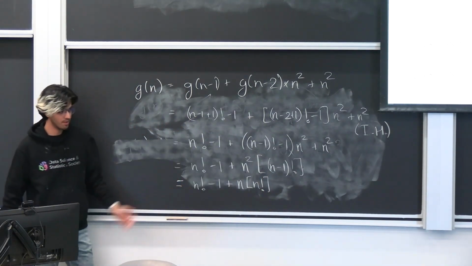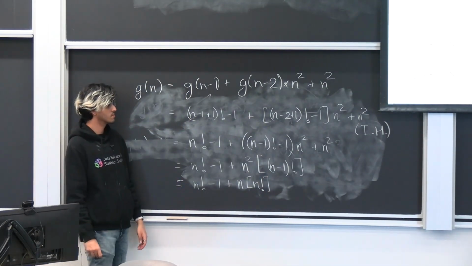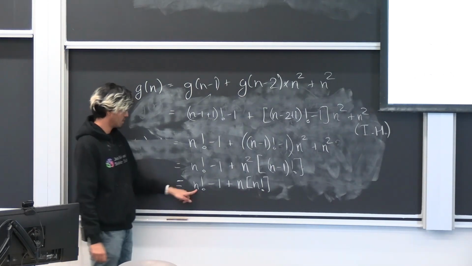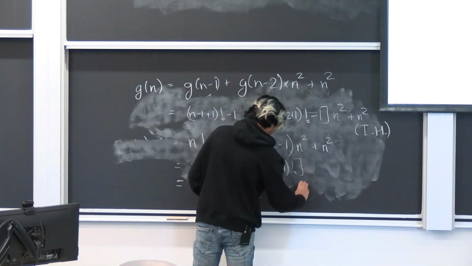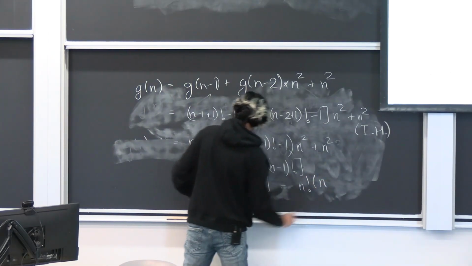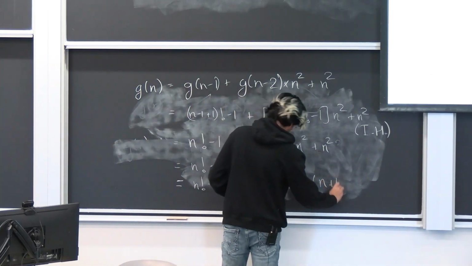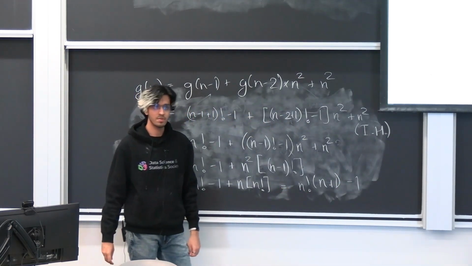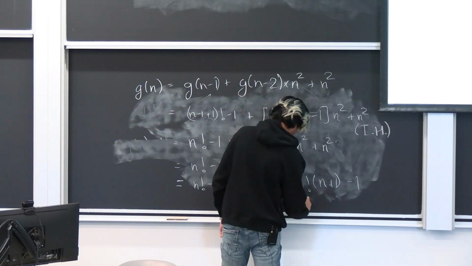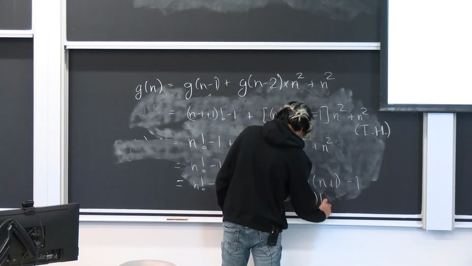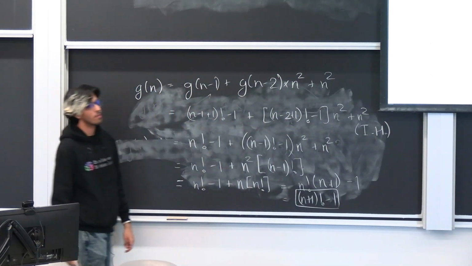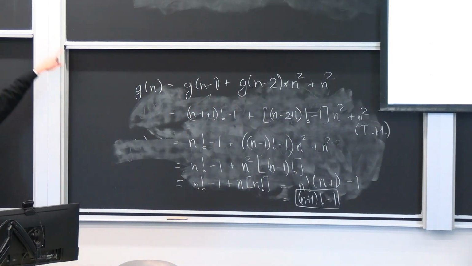And then you can do one more thing. Who can tell me what it is? Yep, you can take the n factorial common. N factorial times 1 plus n, or n plus 1, and then minus 1. And then what is this? This is just n plus 1 factorial. Right? That's it. You ended up proving the induction hypothesis.